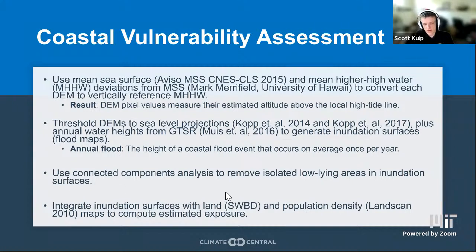We use connected components analysis to remove isolated low-lying areas. We don't incorporate any coastal defenses like levees or anything like that because we don't have that data globally. And we integrate these flood surfaces with land masks and population density maps to compute exposure.